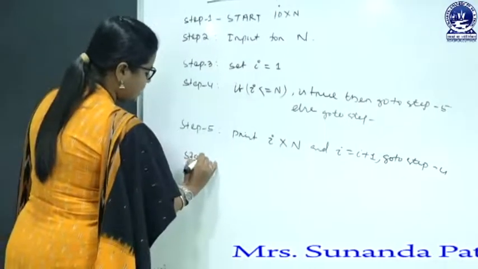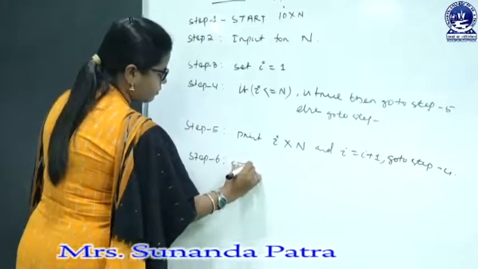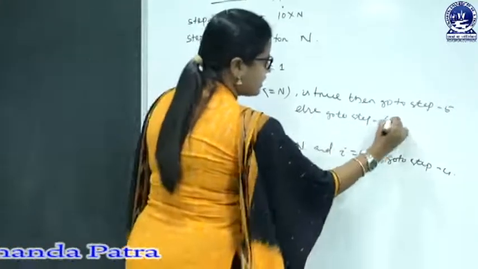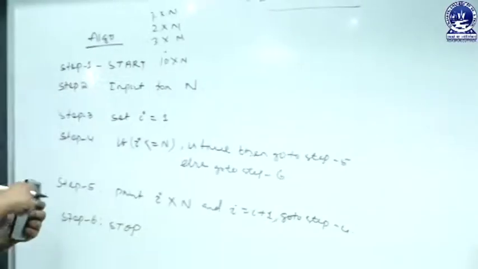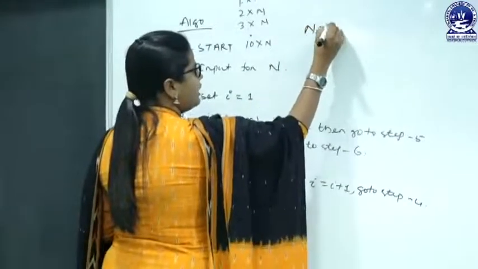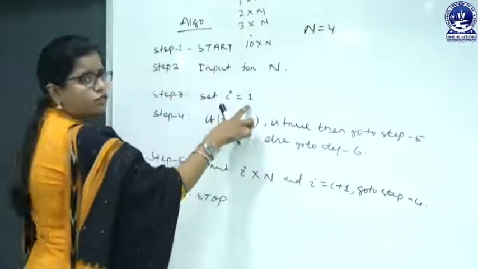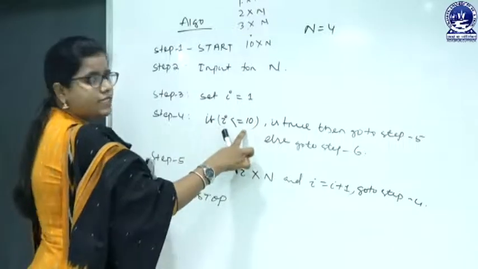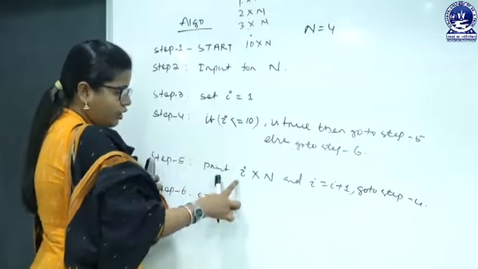Then step 6 is stop. So here is step 6. Let's run this. Suppose the value for n is 4. So I equals 1. 1 less than or equal to 10, true. Then we will go here.